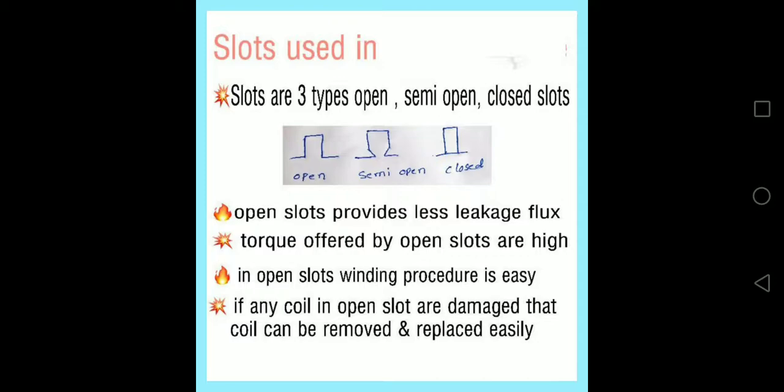Here in the open slot, the torque is more and power factor is less. In a closed slot, torque is less and power factor is more. But the semi-closed slot produces a partial advantage. In a semi-closed slot, the air gap is minimum as compared to the open slot.